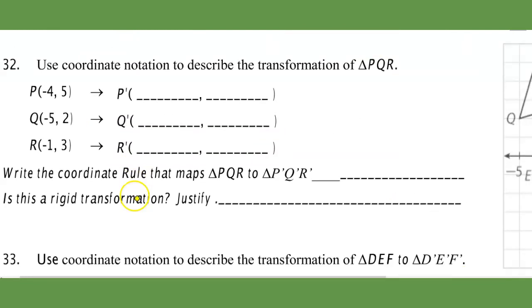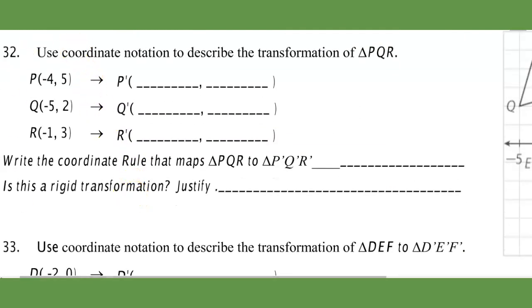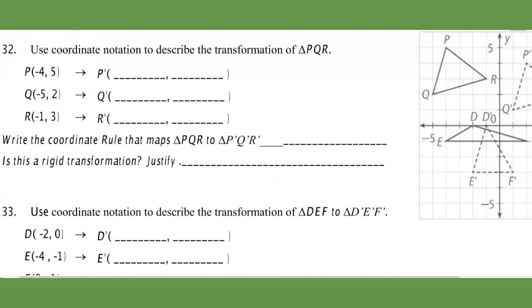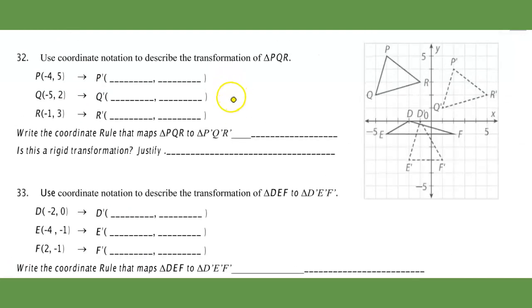All right, let's do some transformations. Next, zoom. Let's see this. Okay. So let's just identify where P prime, Q prime, and R prime are. So here's P prime at 2, 4, looks like. And Q prime is at 1, 1. And R prime is at 5, 2.